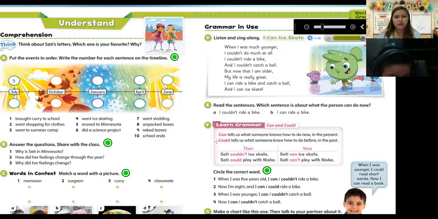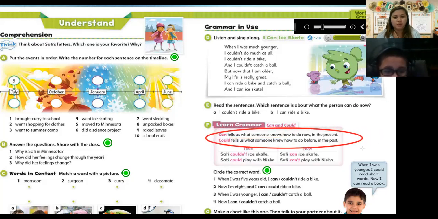Okay, so now here, let's learn about the grammar, can and could. Can you please write this one so that you can remember it in your notebook? Please write. Okay, I'm finished.